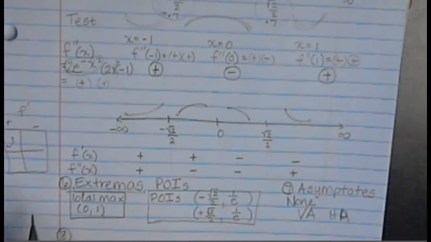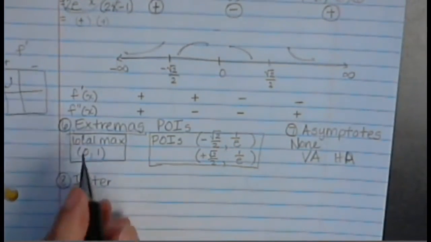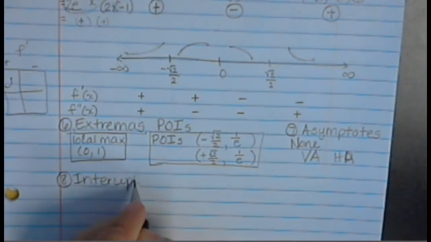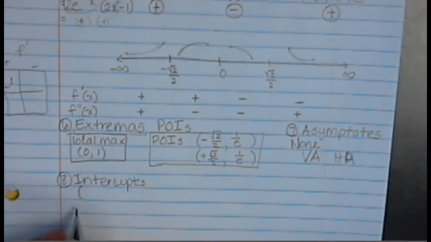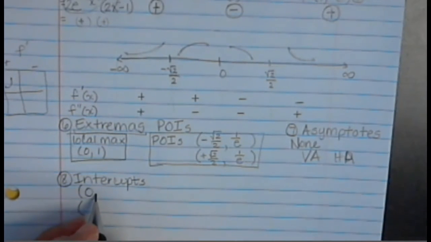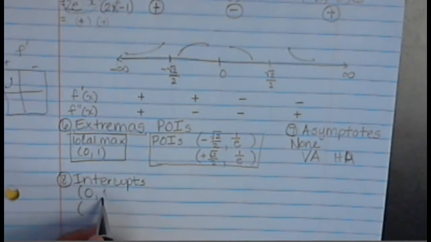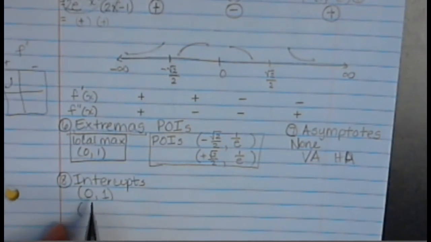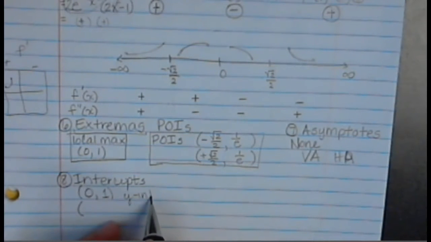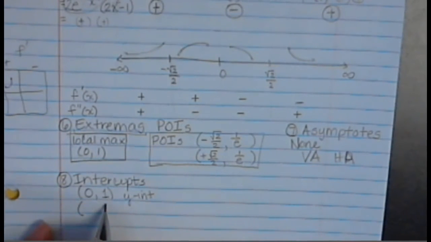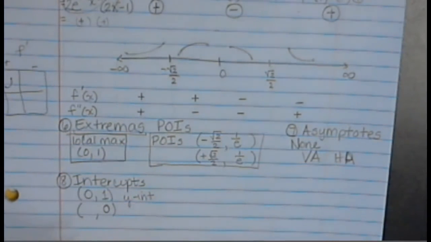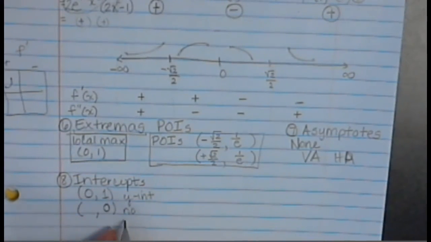The 8th thing that we want to do is look at intercepts. Intercepts, remember, you want to find the x-intercept and the y-intercept. So let's find out what happens when x is equal to 0. We already know what happens when x is equal to 0. That's equal to our maximum, and that is our y-intercept. When we want to find the x-intercept, we let x equal 0. I'm sorry, we let y equal 0 and solve for x. And we're going to find that that never happens, so there are no x-intercepts.